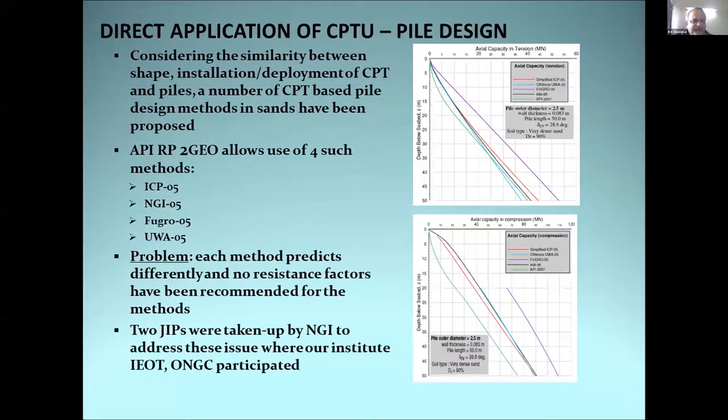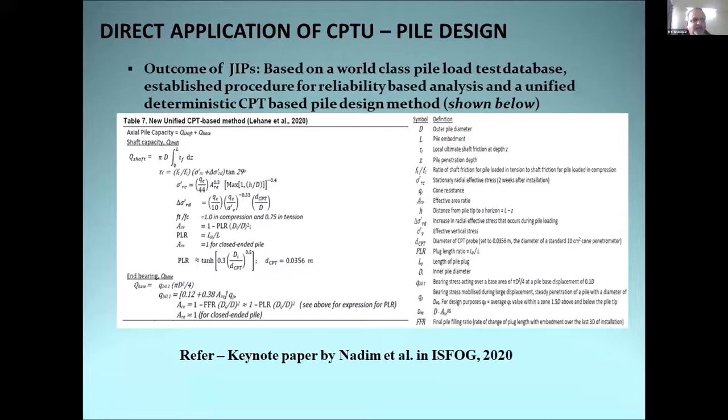Two JIPs were taken up by NGI to address these issues, where our institute, IIT, also participated. And the outcome of the JIPs was based on a world-class pile load test database and established procedure for reliability-based analysis.